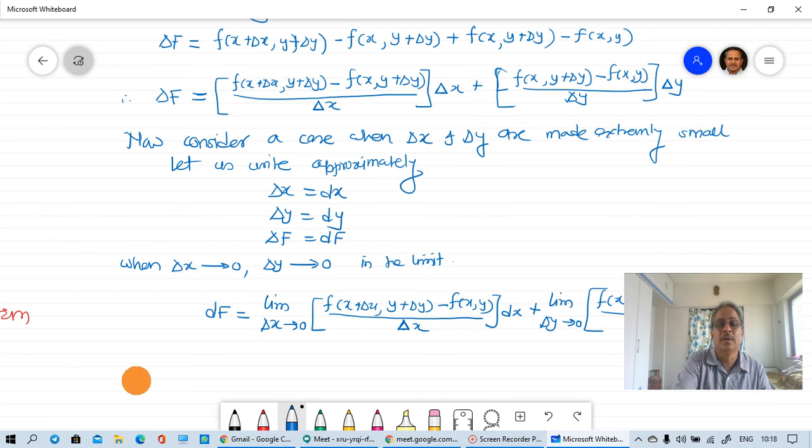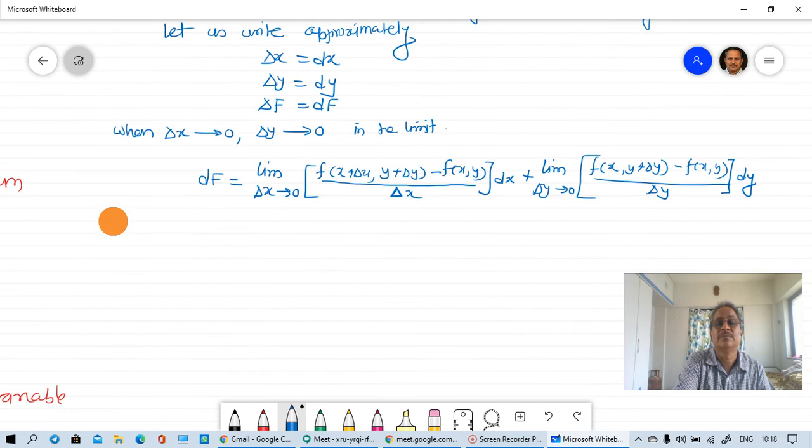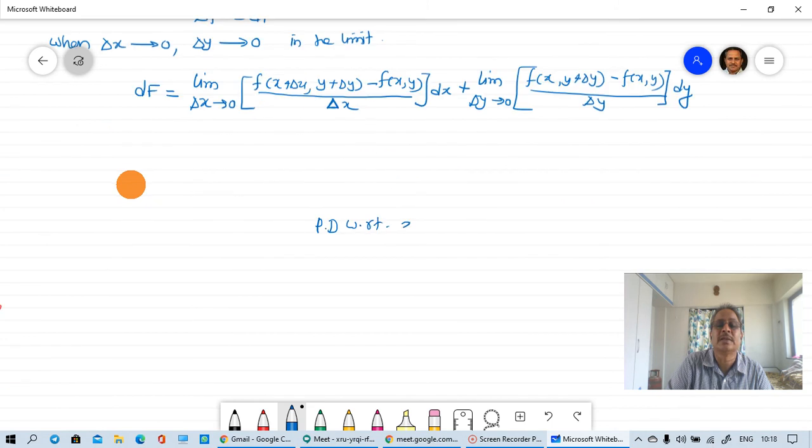Now look at the terms in the bracket. These terms say something very special. What is that? This term here is nothing but, I am writing it very short here, the partial derivative with respect to x. Let me correct this.